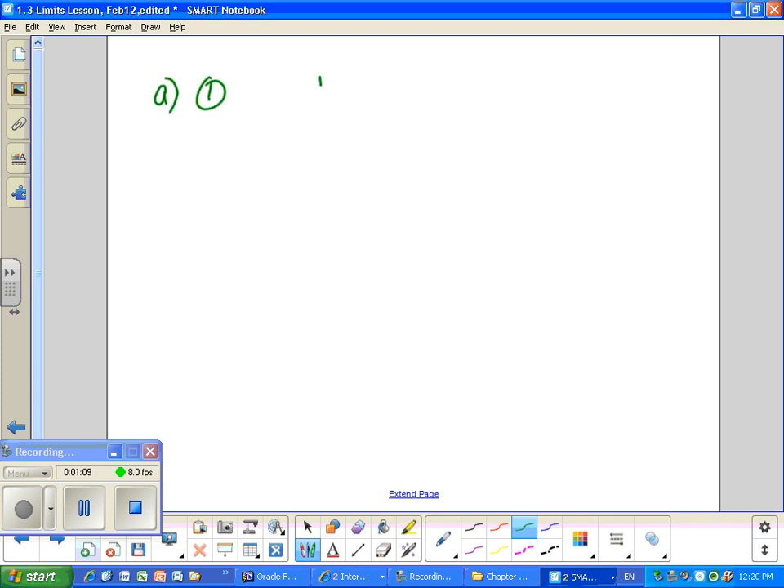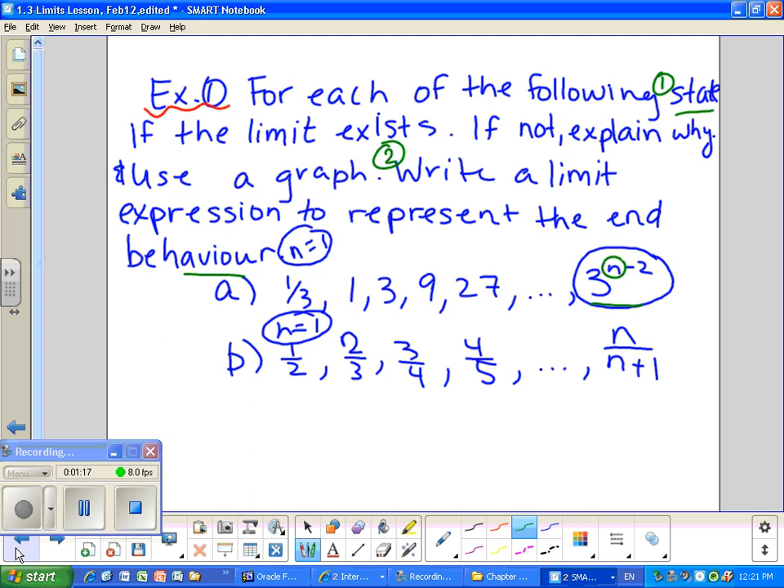For 1, this would be our n, and this is 3 to the n minus 2. And if you look at those coordinates, when n is 1, if we substitute n as 1 here, that gives us 3 to the power of 1 minus 2, which is 3 to the power of negative 1, which is 1/3. And so you're going along, n is 2, n is 3, n is 4, to graph that. Yes?